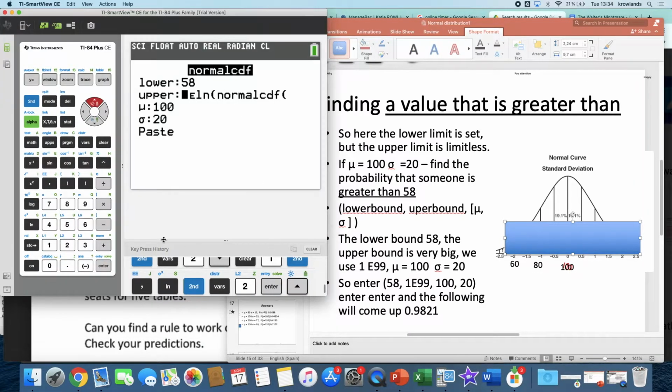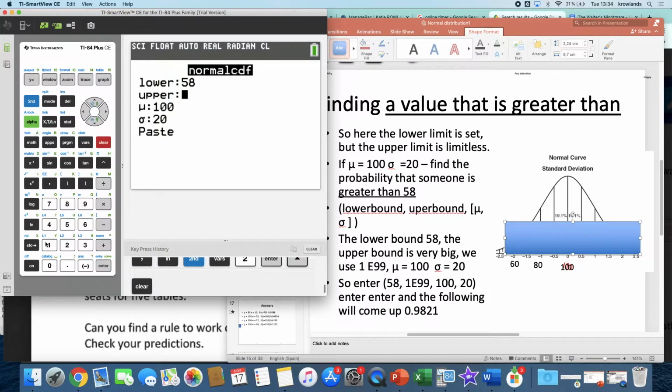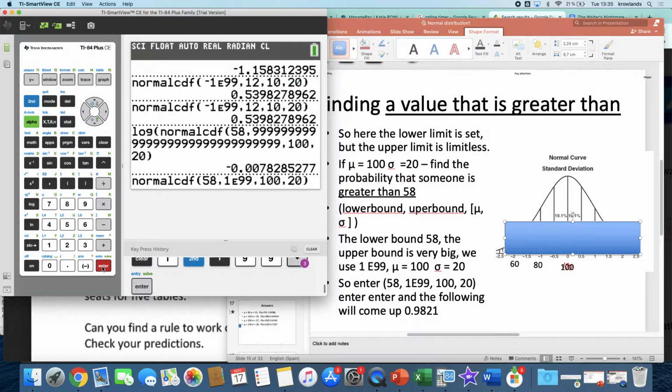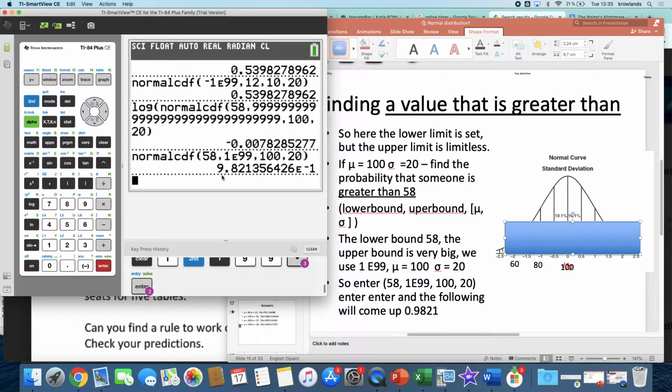So for this, we need to go to the upper bound. I'm going to press clear, and I'm going to write a really big number. The way you do this is 1 and then the E. So second, this button, it brings up the E, 99. I'm going to put in the mu, which is the average, the standard deviation, as I've already done, and then press enter and paste. And you can see our answer is 9.821235646. However, this is in standard form.